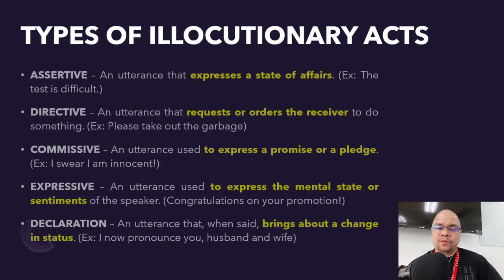The third one is what we call commissive. When we employ the commissive illocutionary act, this is when you say words which express a pledge or a promise. For example, I swear I am innocent. So you are swearing, you are promising, and you are attesting to your innocence. Or, I swear I saw you pass by a while ago. That is commissive. Whenever you make a promise, okay, I'll be there at 9, I promise to be there at 9 o'clock, that is commissive.